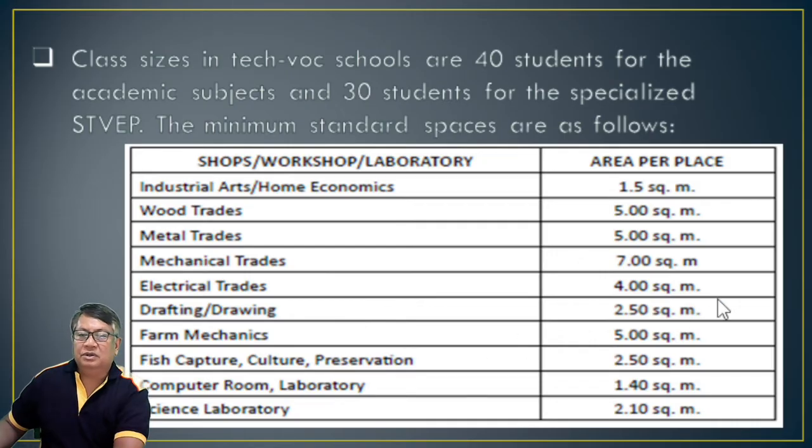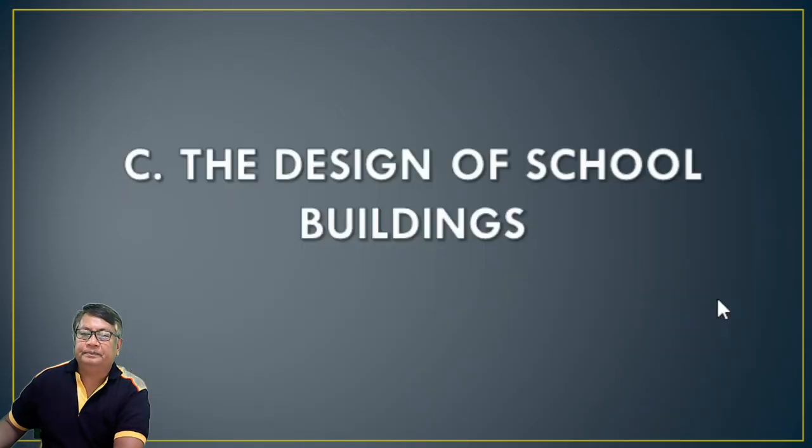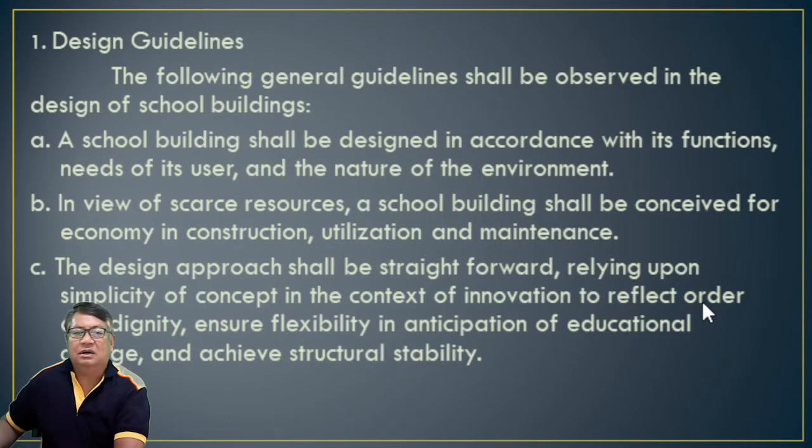So just go over with this one. So we have this letter C, the design of school buildings. Now let us continue on our design guidelines. So we have these different types or general guidelines to build the school buildings. Letter A is school building.